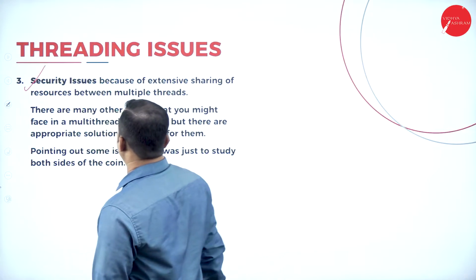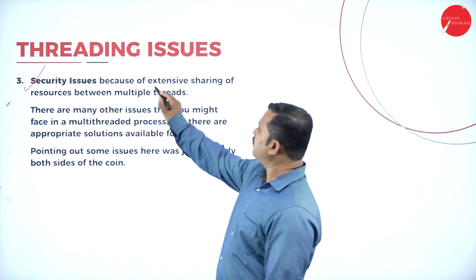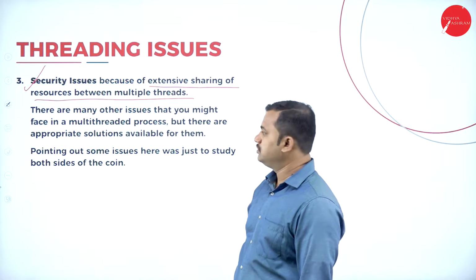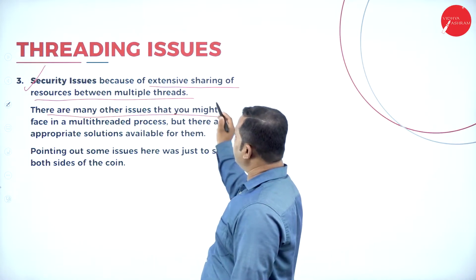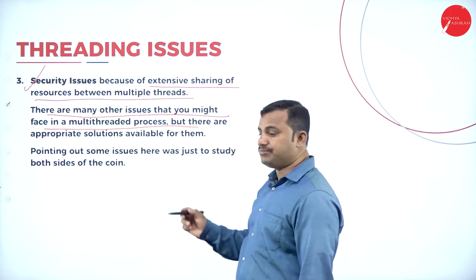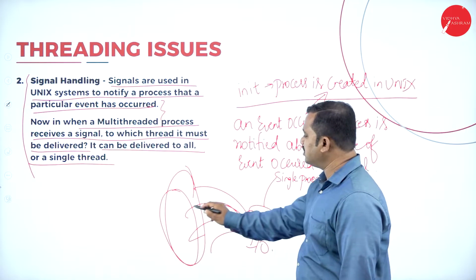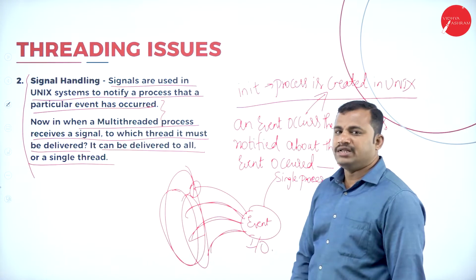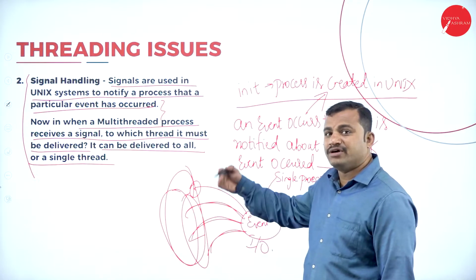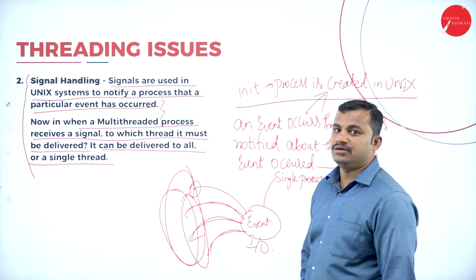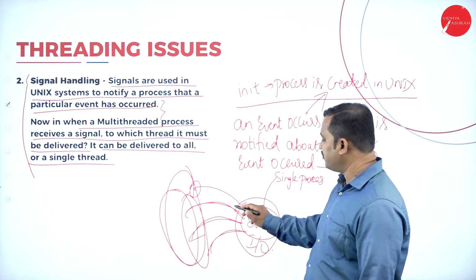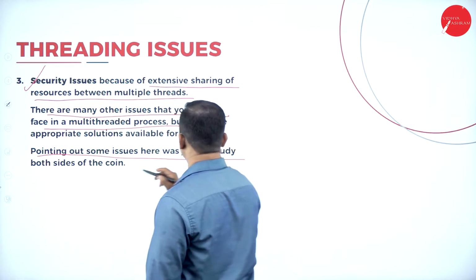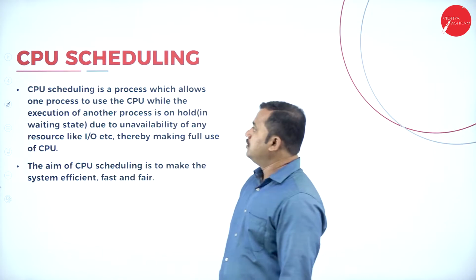The third is security issues. Because of the extensive sharing of resources between multiple threads, there are many other issues that you might face in a multi-threaded process. The same thing I discussed here. Whenever an event occurs, this process does not require any of this information. Only this one thread requires this information. So if I deliver more information to it, what is the use of it? That is, the information of this event is given to the other processes. Pointing out some issues here is just to study both sides of the same coin.